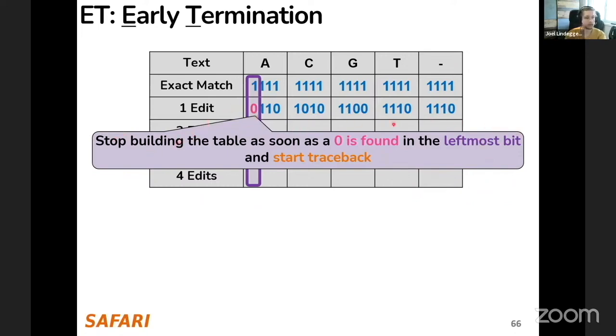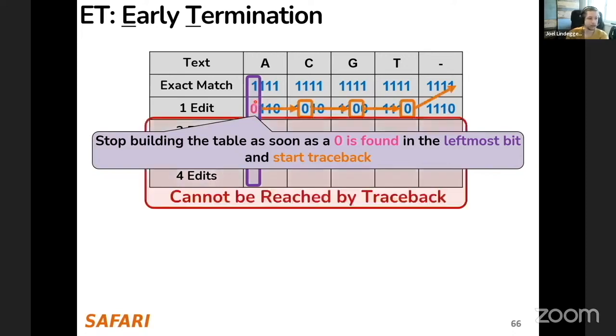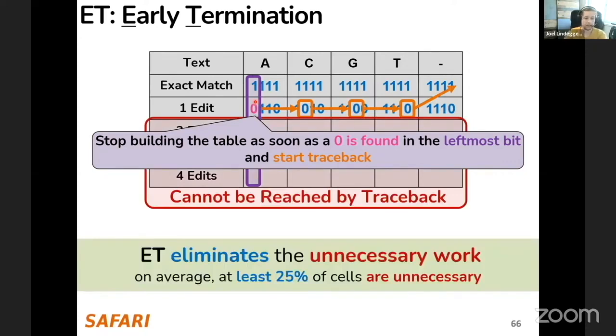So if we stop building the table as soon as we find that 0 that indicates the edit distance, and then start traceback from there, then the area that cannot be reached by traceback is also not computed, and this eliminates the unnecessary work. We calculate that this is at least 25% on average of the entire dynamic programming table. And when you have very similar sequence pairs, then this is even much more. It's 25% when you have completely random sequence pairs.